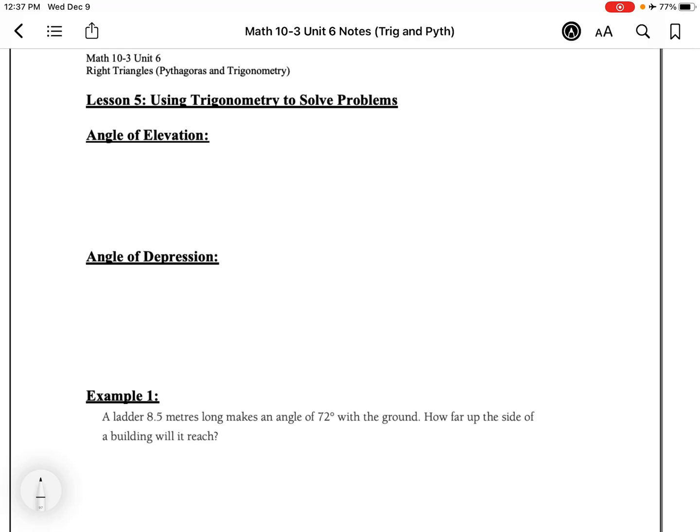This is a bit of a lengthy lesson, so I'm actually going to break this up into 2 different videos. Okay, so we'll do part A today. Now, before we actually start talking about any particular problems, I wanted to define 2 terms for you. The first one is the angle of elevation, and the second one is the angle of depression.